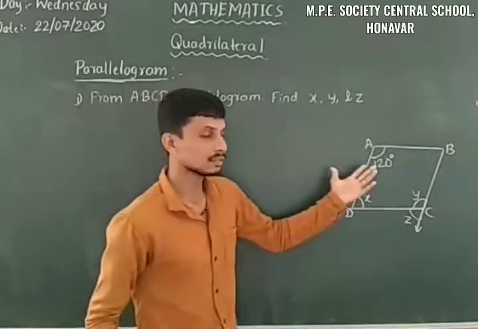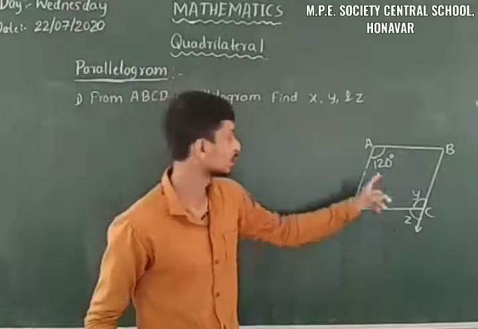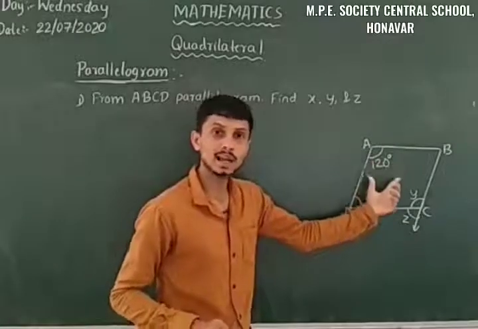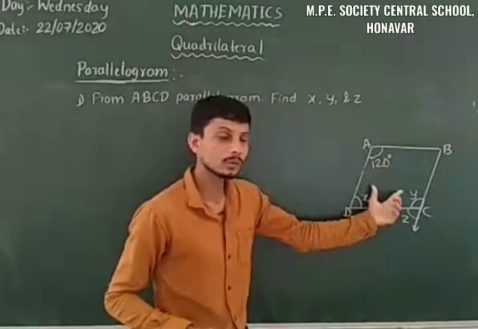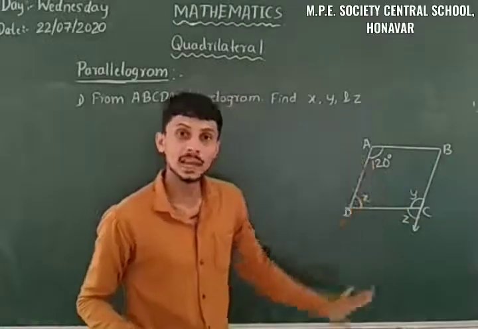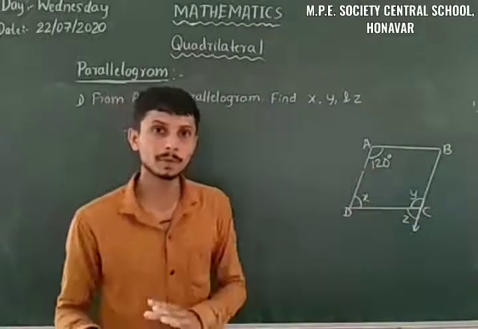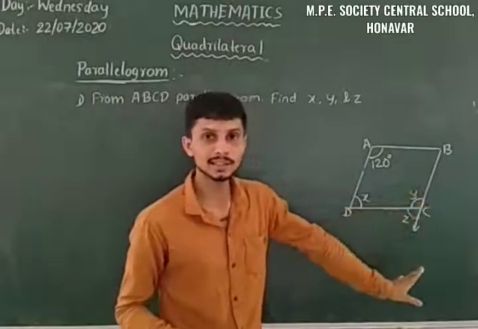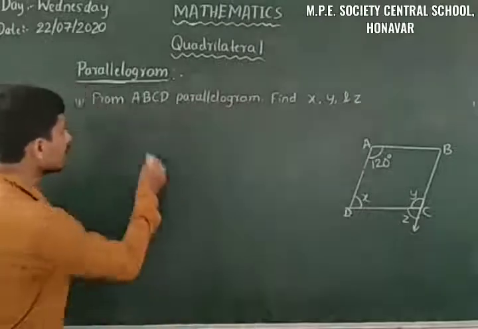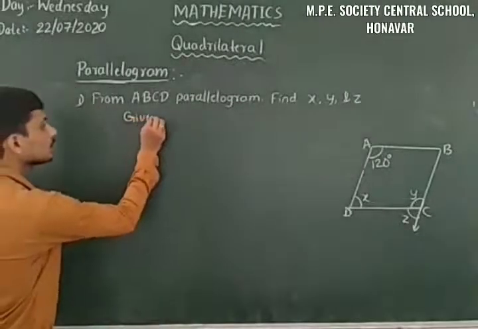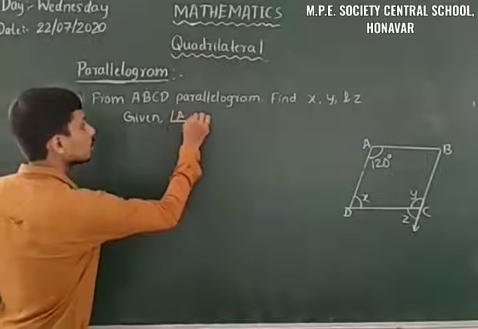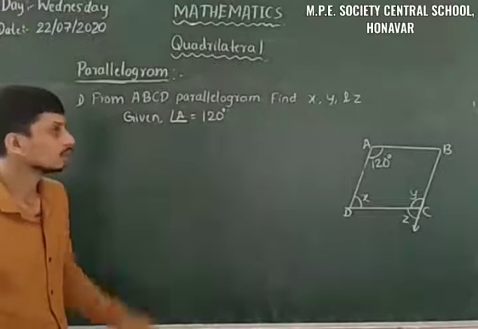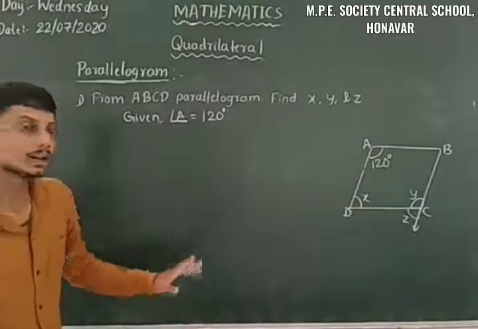We have to find these with the help of some of the properties. Angle A is given here, so angle A is 120 degrees. With the help of property number 2 and property number 3, which we already learned, we have to find the value of x, y and z. Firstly we write the given terms. Angle A is equal to 120 degrees. After that we have to use the properties.